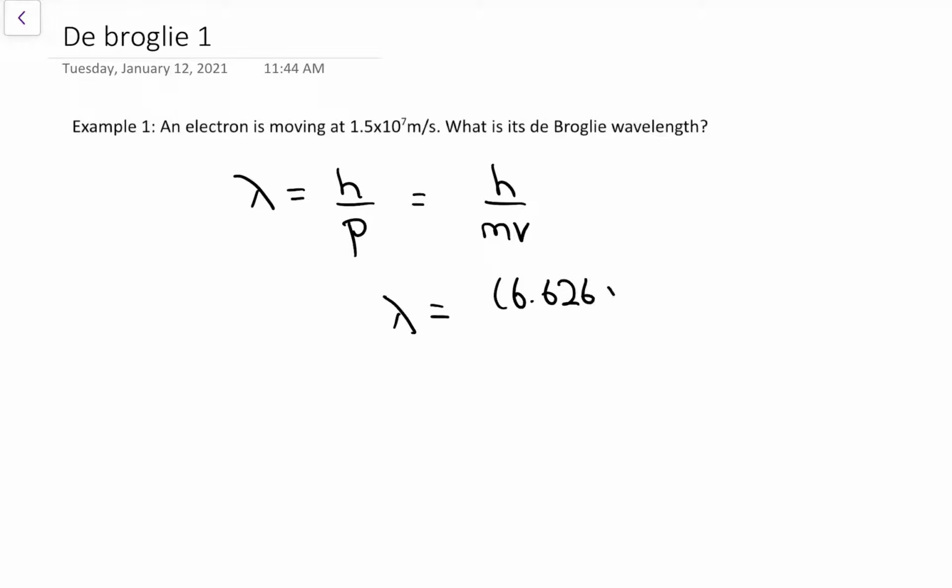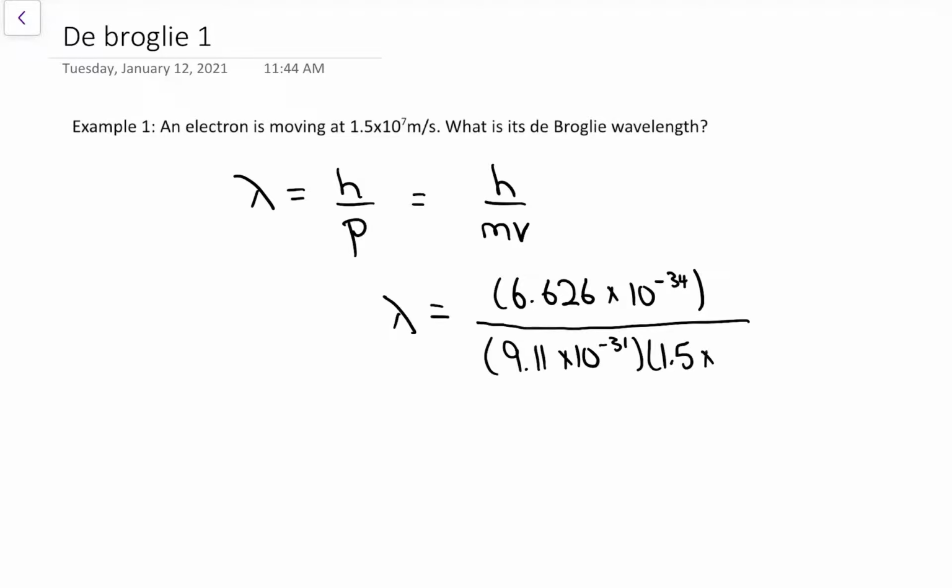h is a constant. It's always 6.626 times 10 to the negative 34, crazy small. The mass of an electron is 9.11 times 10 to the negative 31. And the speed that I made up is this 1.5 times 10 to the 7.